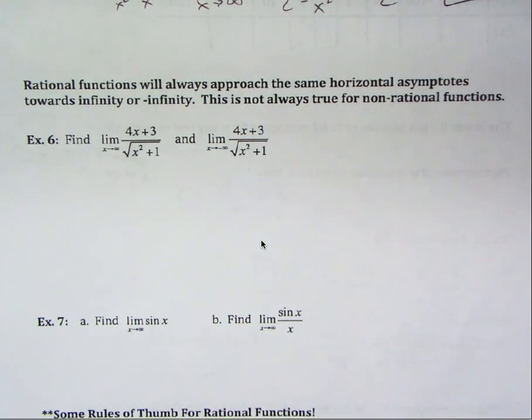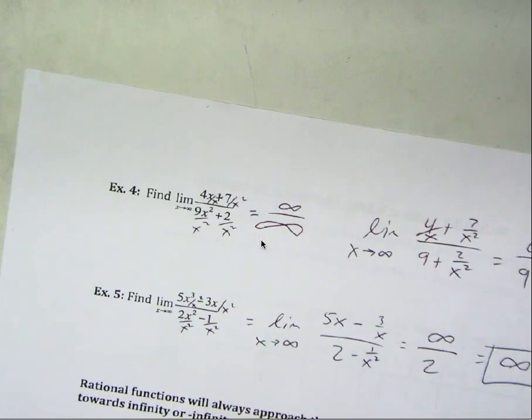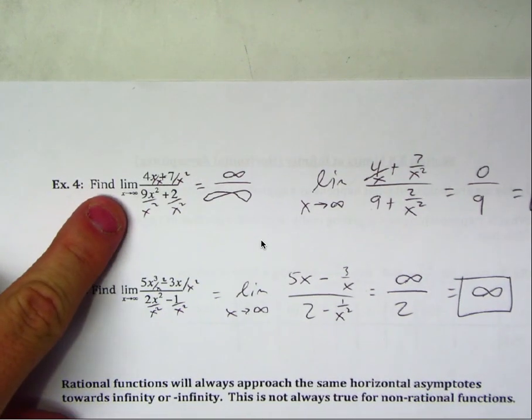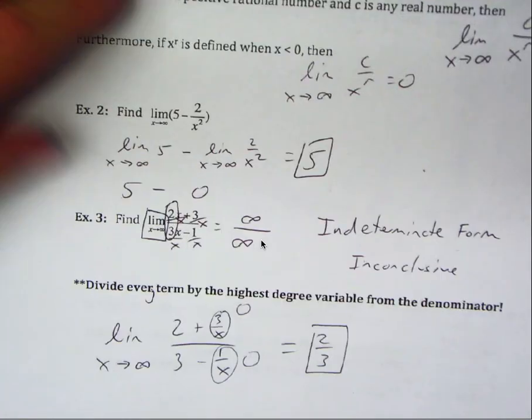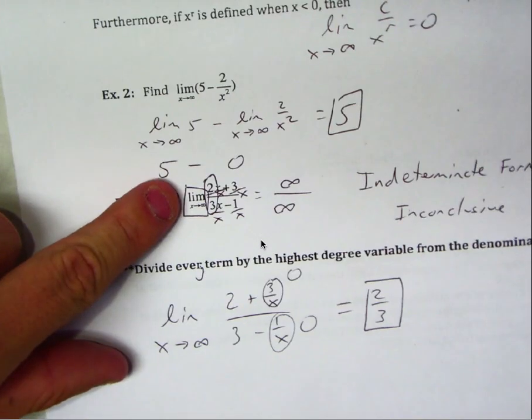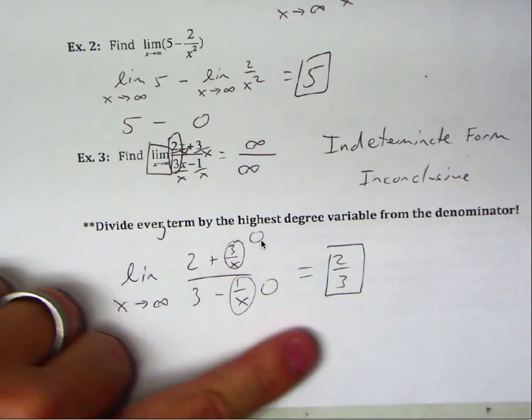So those rules are in place for rational functions, meaning polynomial numerator, polynomial denominator. Those rules don't apply when you get into some messy situations like we have right here. So rational functions will always approach the same horizontal asymptotes towards infinity or negative infinity. That means all those questions I asked you, like example 4 here, had I said x approaches negative infinity, the answer would still be 0. On example 3 right here, had I said x approaches negative infinity, the answer would still be 2/3.